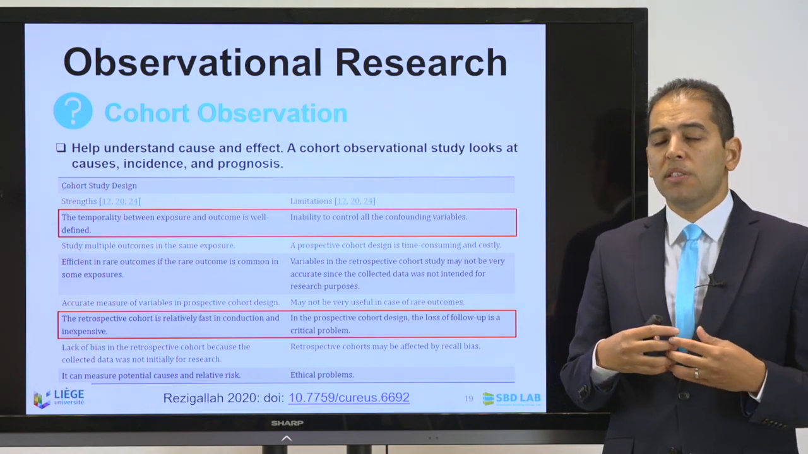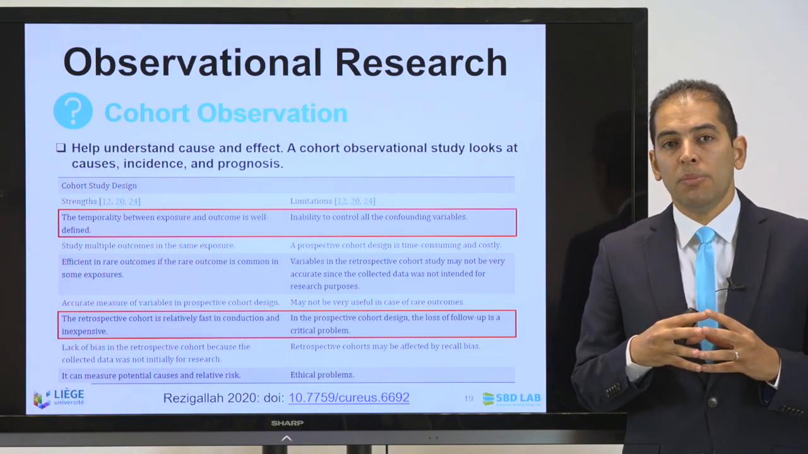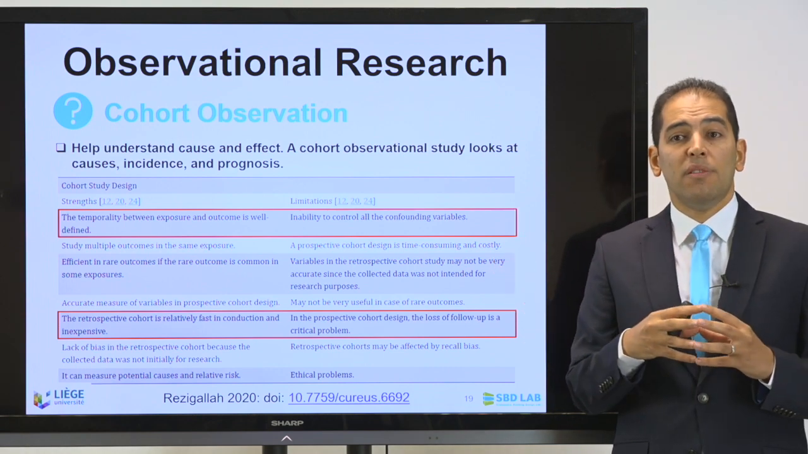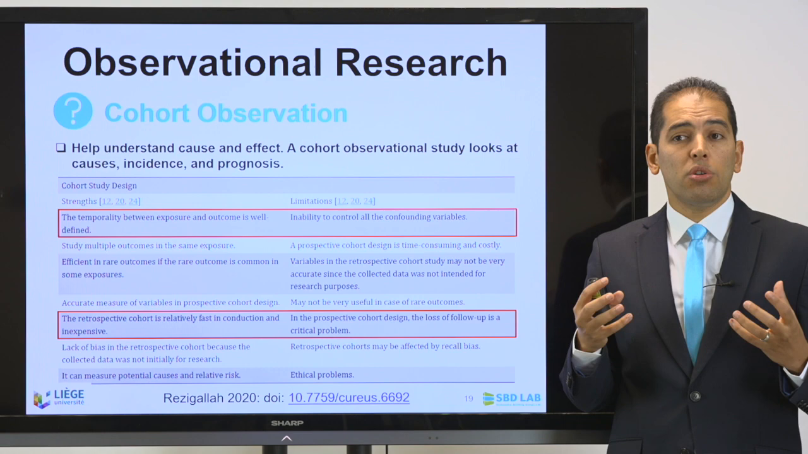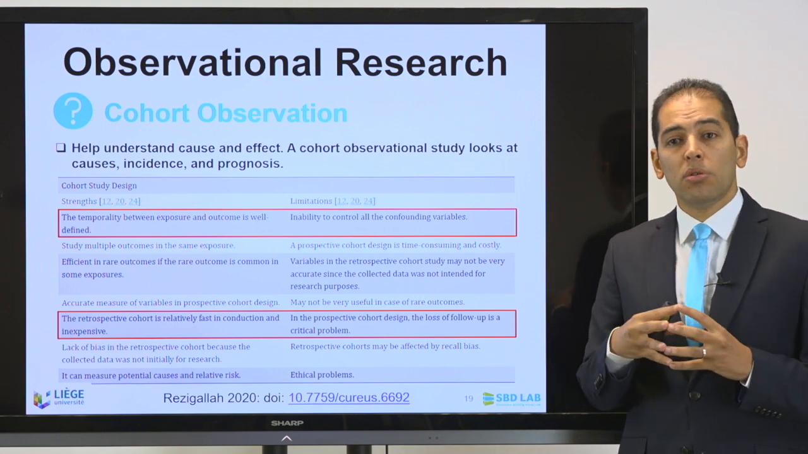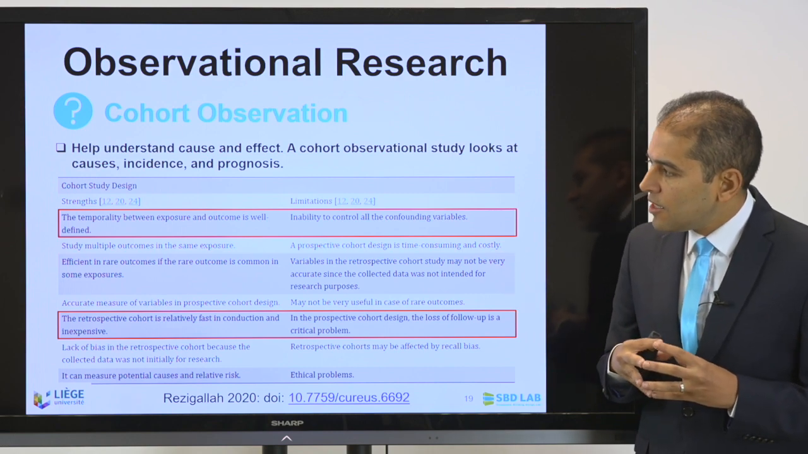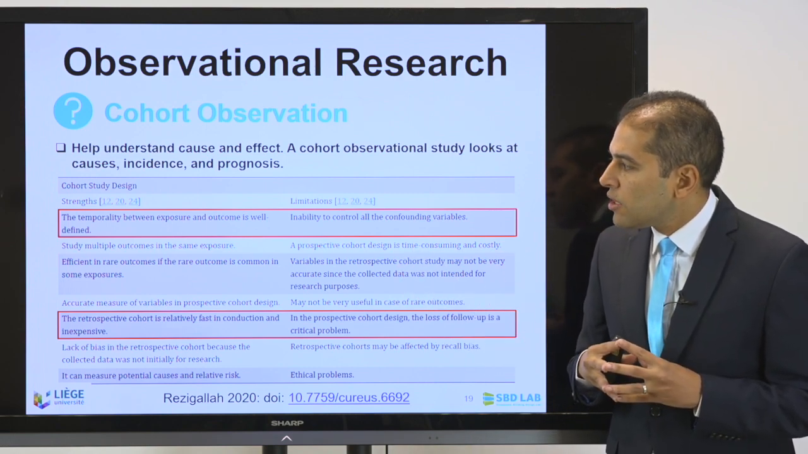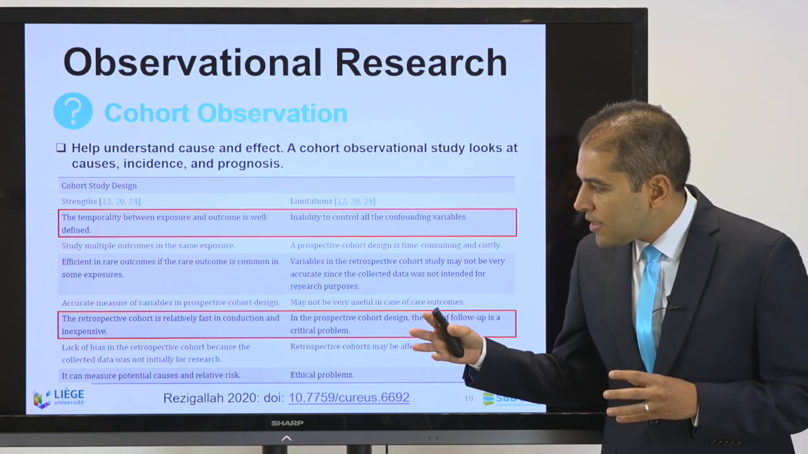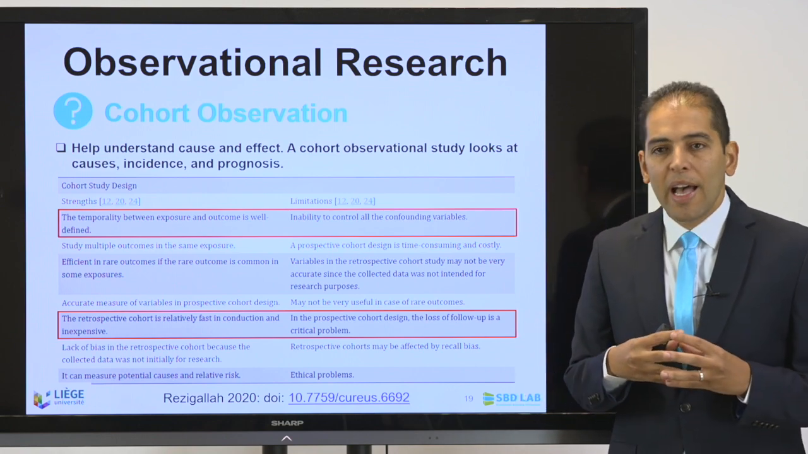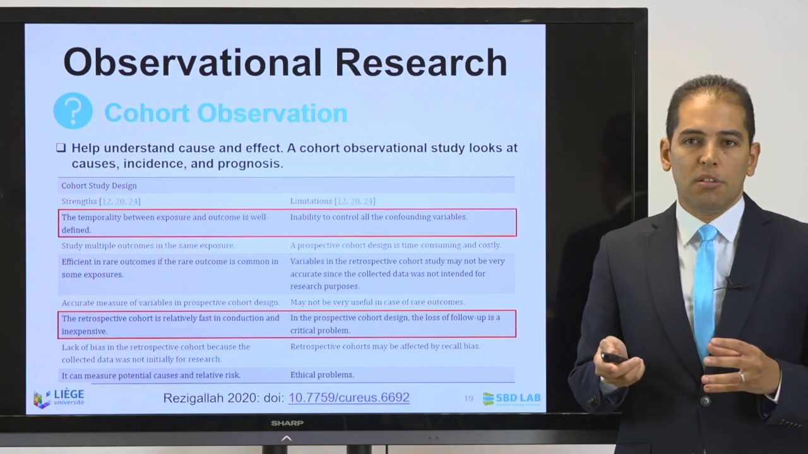Maybe I give you some details very fast. If you are in the medical field, you will be interested. Well, cohort observation helps to understand cause and effect. Here we are using a cohort observational study that looks at the cause, incidence, and prognosis. The main strengths of this approach are that the temporality between exposure and outcome is well defined, and that the retrospective cohort is relatively fast to conduct and inexpensive.